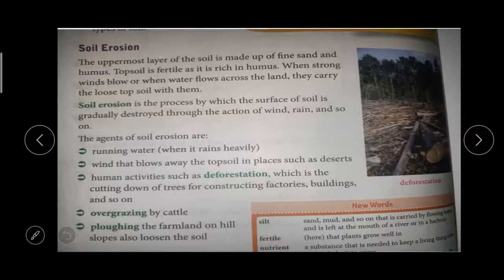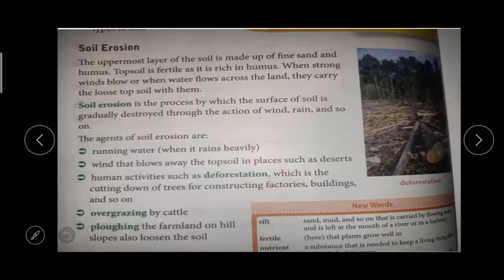It is very fertile and rich in humus. If there is heavy wind flow or heavy water flow, they carry away the topsoil. The wind will carry the soil with it. Likewise, in the rainy season, the topsoil is carried away by the water. So soil erosion means the surface of the soil is gradually destroyed by wind and rain.